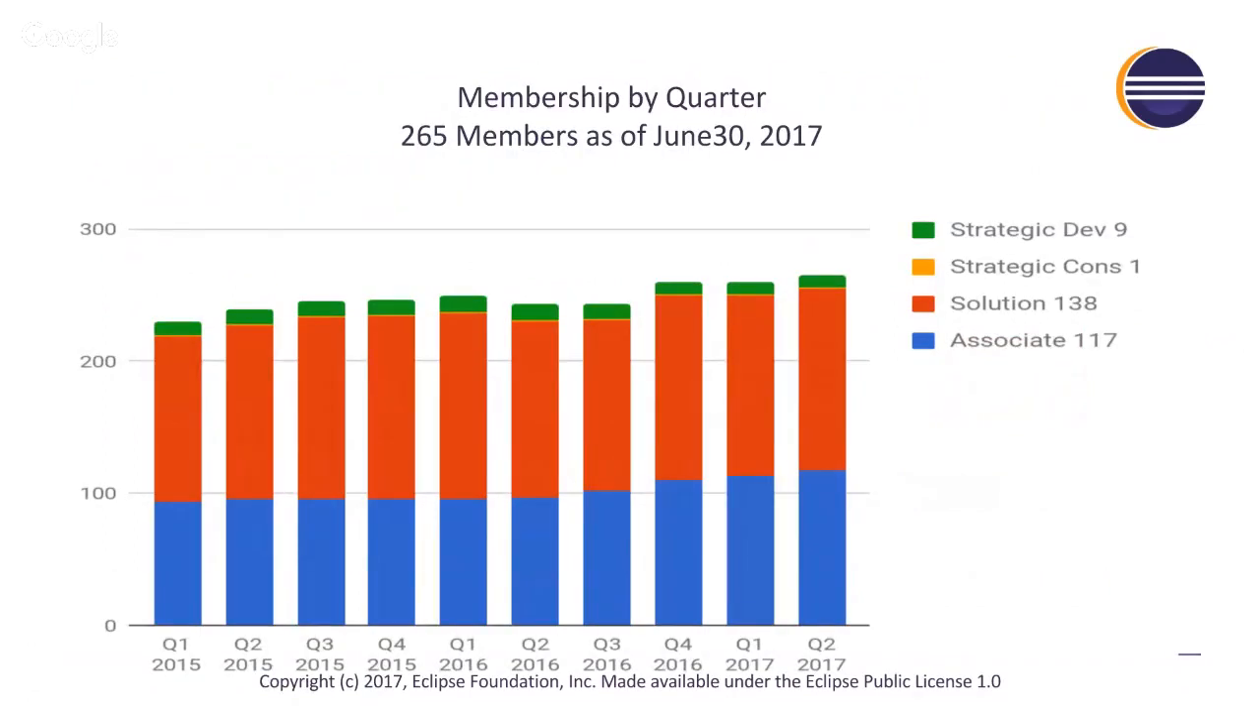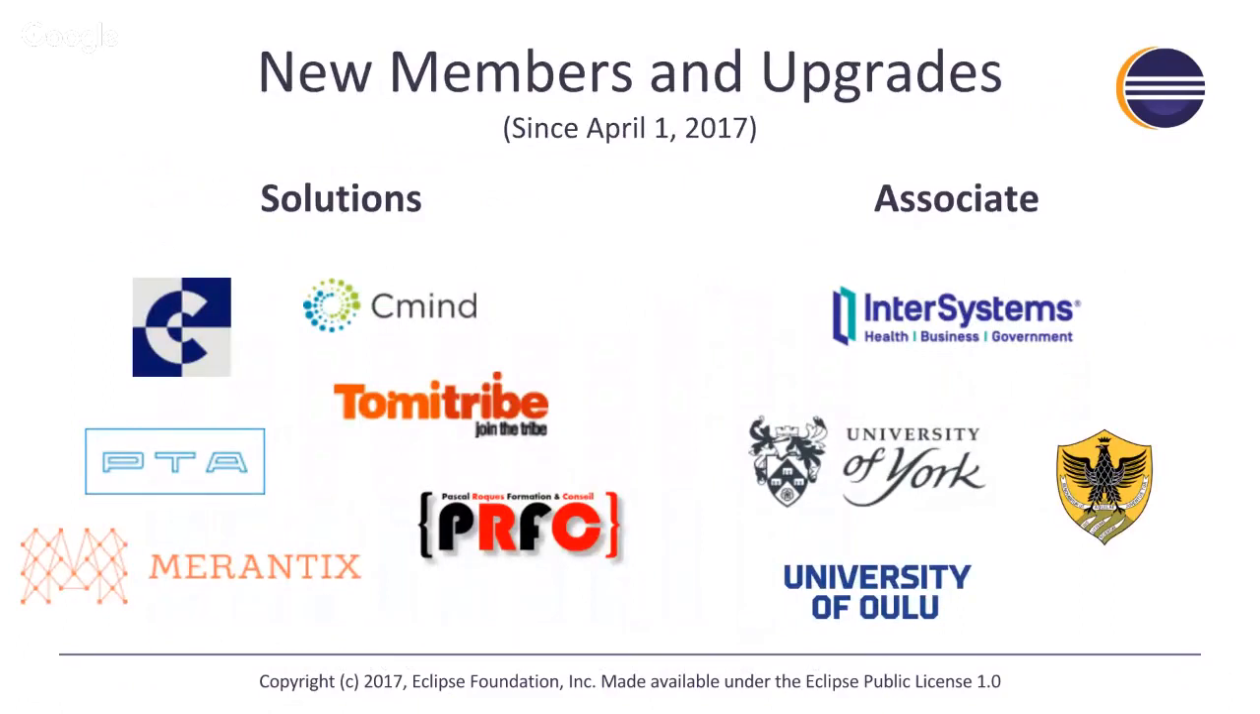Just a little bit more detail on that. The total number of strategic members is 10: 9 strategic developer and 1 strategic consumer, being CA Technologies, plus 138 solutions members and 117 associate members. So we continue to enjoy steady growth on the membership side. I want to thank a few new members for joining. On the solutions side, Contact Software, CMind, Morantex, PRFO, Tommy Tribe, and PTA GmbH have all joined as solutions members. Welcome to our community. On the associate member side, we have InterSystems Corporation and the Universities of York, Oulu, and L'Aquila. Welcome all to the Eclipse community.